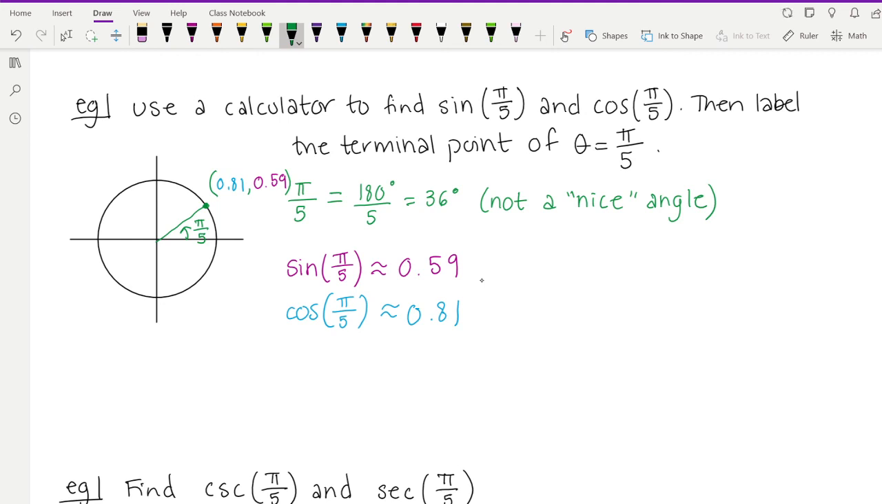If we look at where this point lies, it looks like the y-coordinate is a little bit more than a half, right? It's a little bit closer to 1 than it is to 0. And then it looks like the x-coordinate is pretty close to 1, right? The x-coordinate is further to the right than the y-coordinate is vertical. So it makes sense that cosine is bigger than sine. So basically we worked backwards here. Instead of finding the terminal point and then evaluating sine and cosine, we evaluated sine and cosine with a calculator and then used that information to label our terminal point.